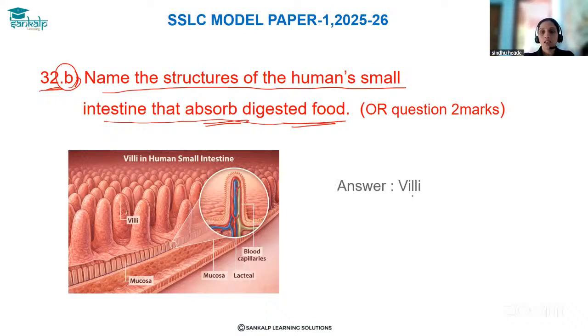The answer is villi. Okay, see, in our human small intestine, it contains thousands of small finger-like projections that are called villi. These villi help to increase the surface area to absorb the digested food. So, the structure in the human small intestine that absorbs digested food is called villi. So, villi is the answer.